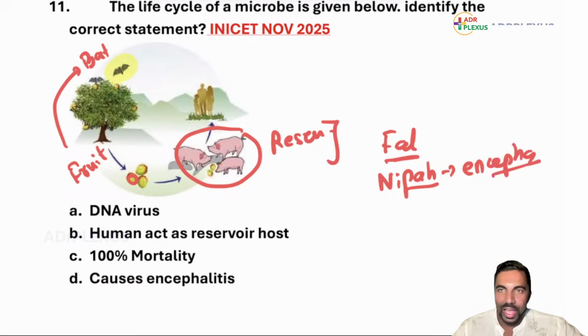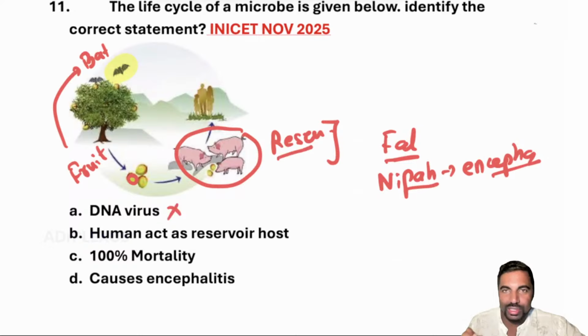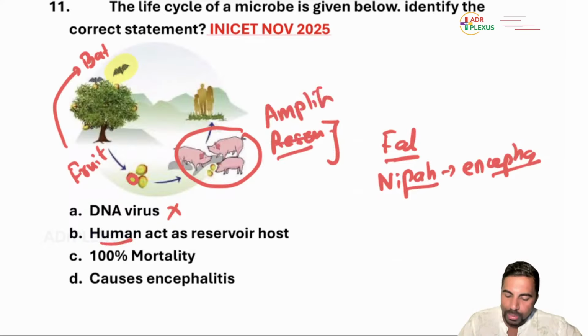Definitely it's not a DNA virus. Human as reservoir, not at all. We told repeatedly, the amplifier here is pig only. The reservoir should be the bat. Fruit bat is the reservoir. Better to write pig as the amplifier. So the reservoir is usually the bat only. It is the fruit bat, your reservoir.